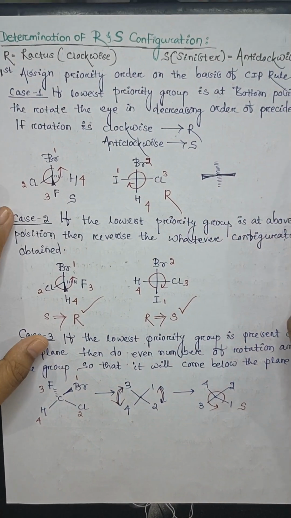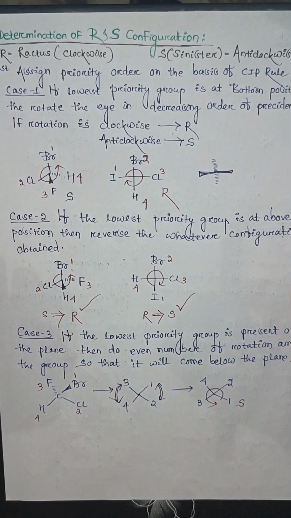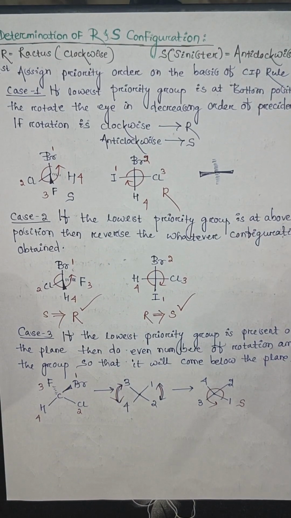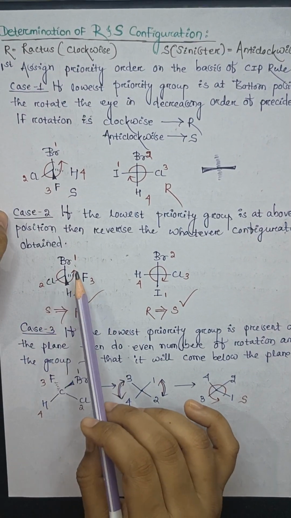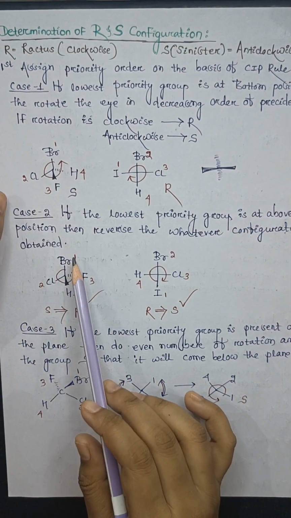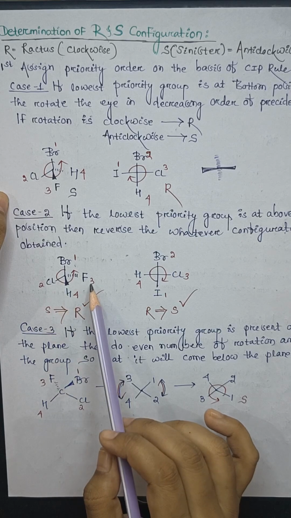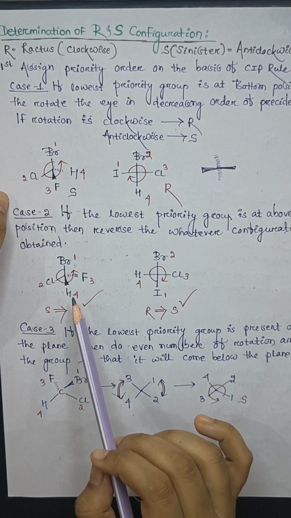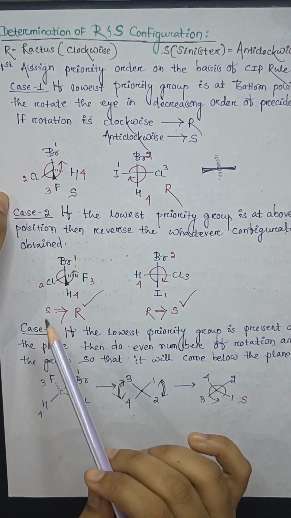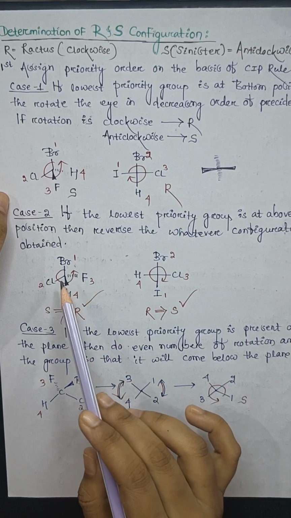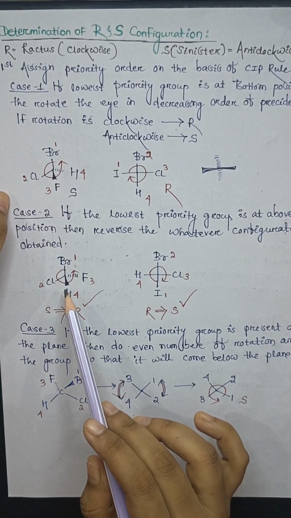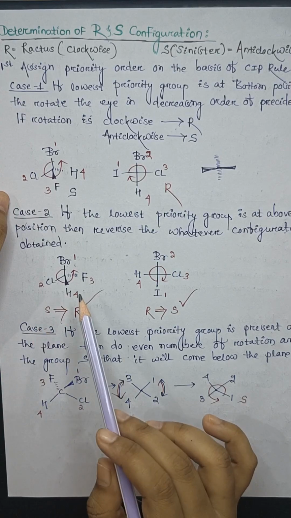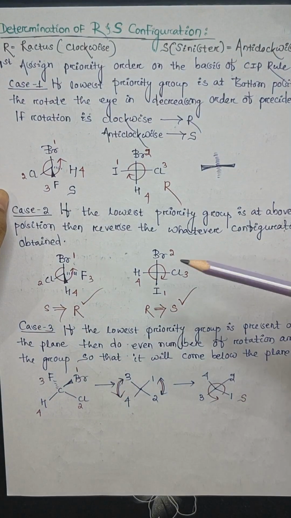Then second case, if the lowest priority group is at the above position, then we have to reverse the configuration whatever is obtained. Suppose here is the example. Here we have to give the priority on the basis of the CIP rule. Bromine will get first, chlorine second, fluorine third, hydrogen is fourth. But if we rotate without changing hydrogen, this will be 1 to 3 anticlockwise, S. But here hydrogen is present above the plane, so we have to change it. That means it will be R.